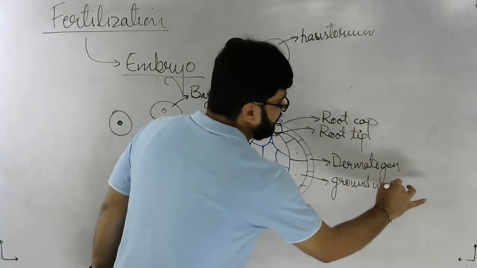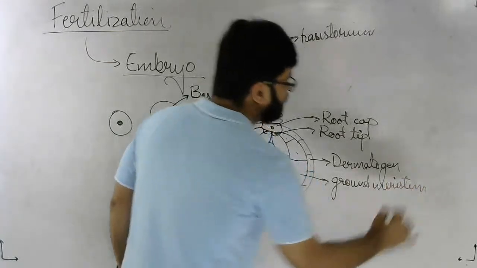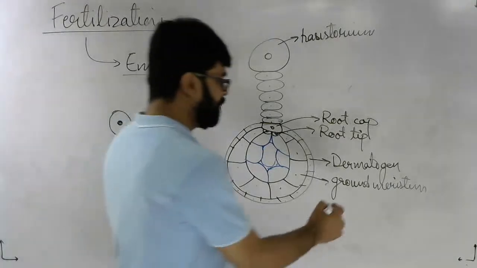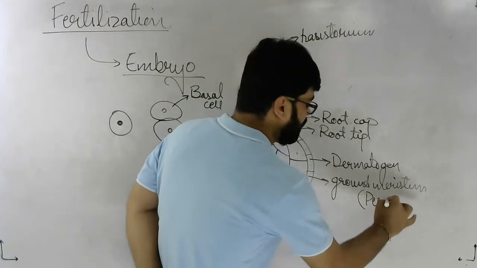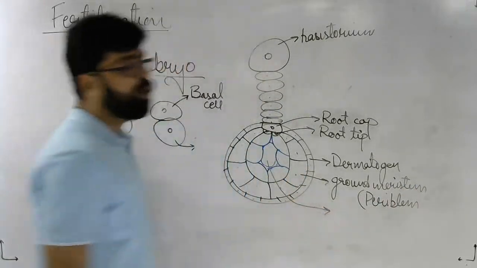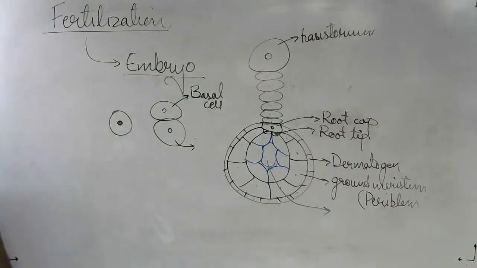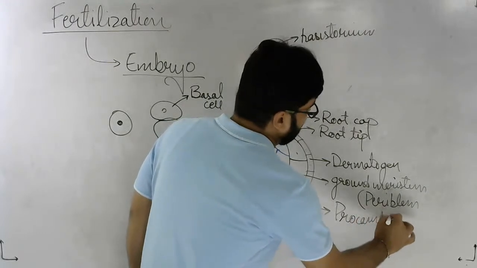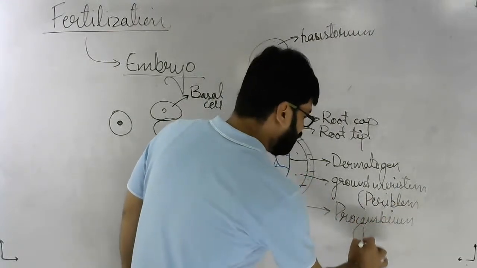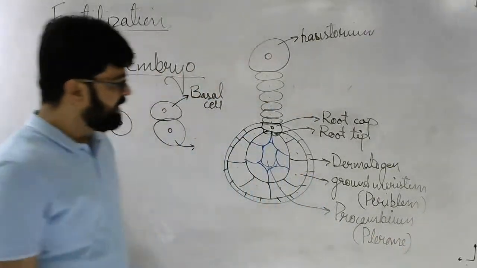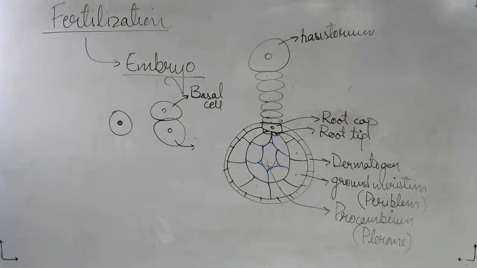The ground meristem is also known as periblem. And the inner is plerome, which is procambium. Okay, so this is how the structure is formed. Absolutely right.